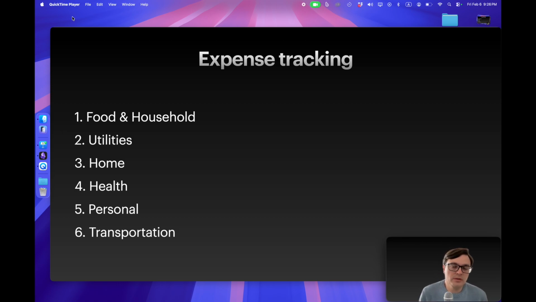Number five is personal. If you're single, you can keep it as one category. If you're not, you can divide it into subcategories. In our case, there are five people in the household, so we divide it into five. And number six is transportation, which in Florida is not possible to live without a car. So fuel, car service, and we own the car, so we don't pay any payments to the lender. But if we did, it would probably go here. And that's pretty much how we track the expenses in our household.